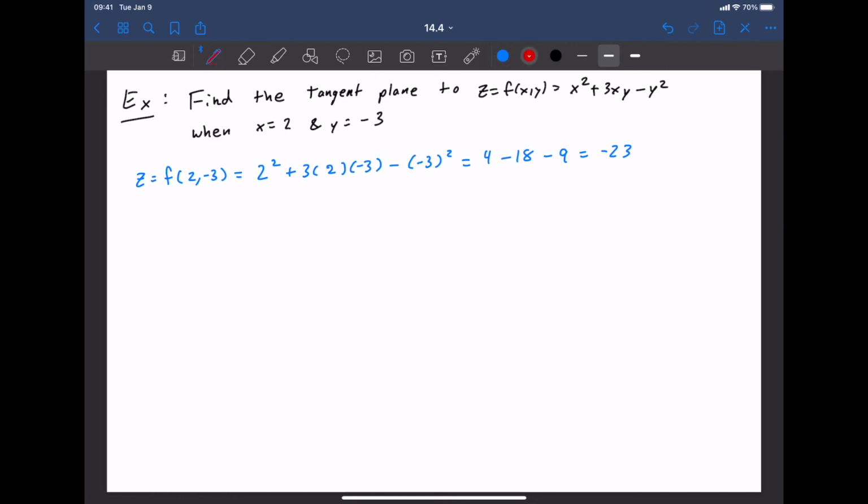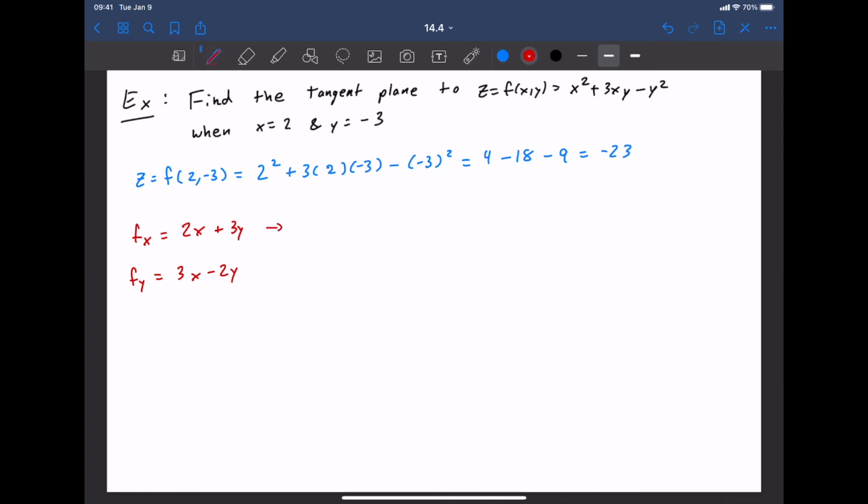I want to find my partial derivatives. Holding x as the variable and y as a constant, 2x plus 3y. Reversing the situation, I'm getting 3x minus 2y. Why don't I have an x squared in the partial derivative with respect to y? Because I'm treating it like it says 5 squared. If it said 5 squared, the derivative of 25 is 0.